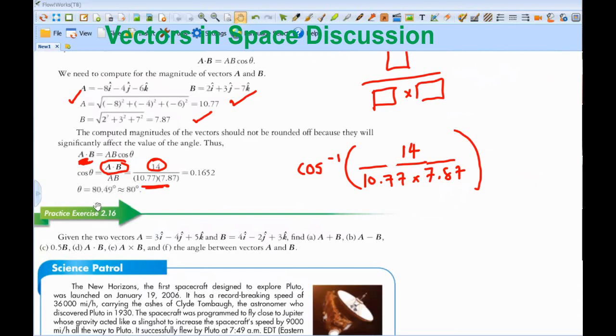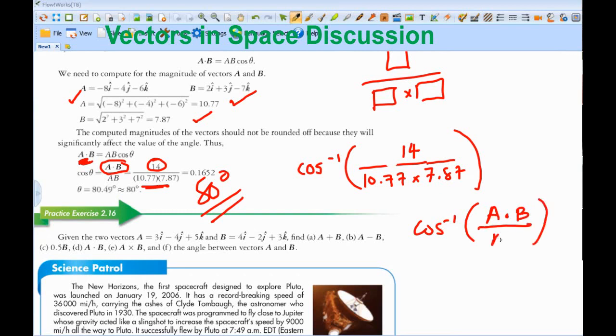Yes, sir, I got 80.49. Okay, or it can be 80.49274765. 80 degrees, right? To be rounded. Yes, sir. Simple. A little bit. Don't forget this formula, cosine negative 1 of the dot product, since it's a real number, over the magnitudes of vectors A and B.